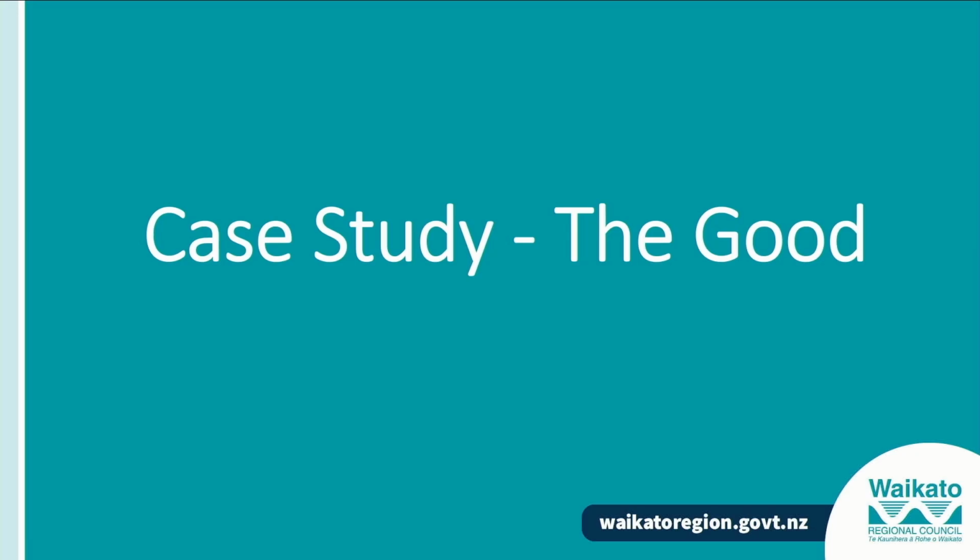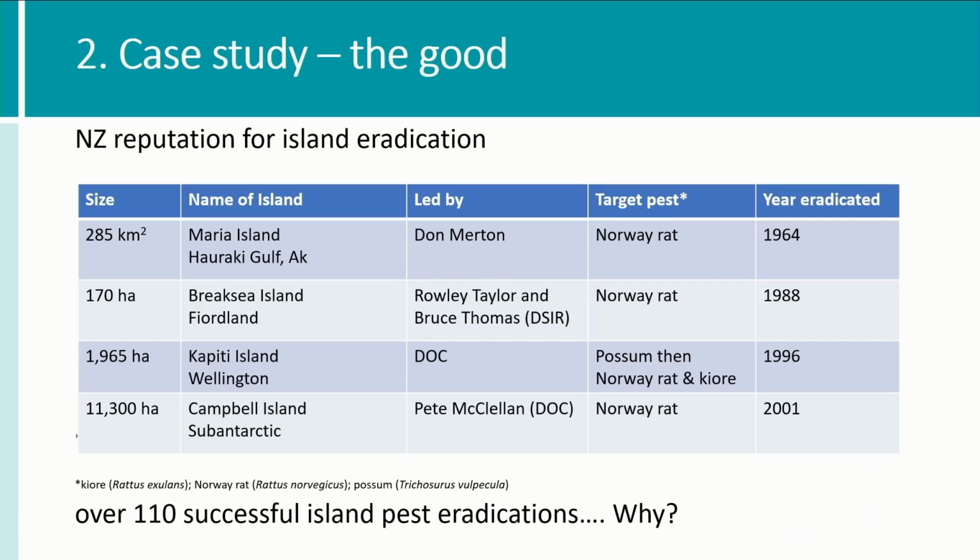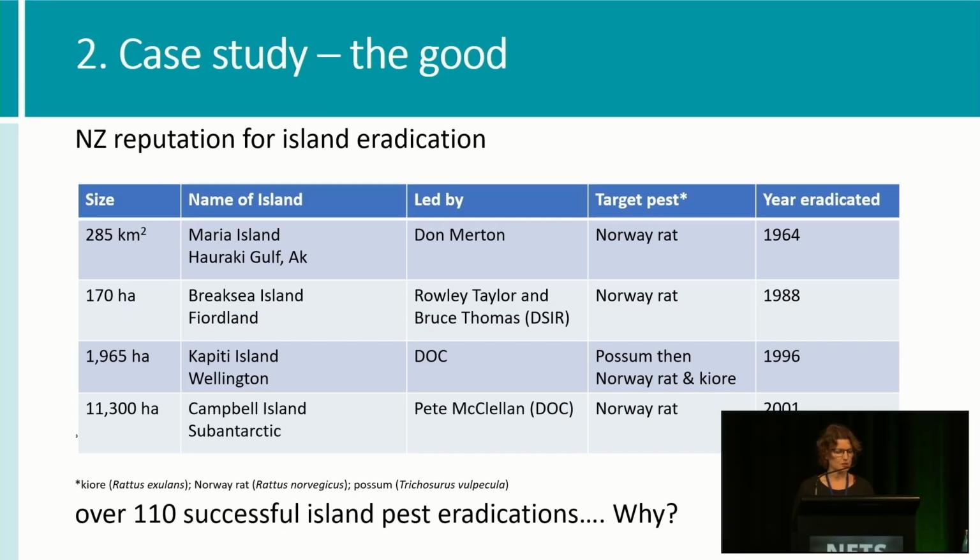So cracking into our first case study on the good. New Zealand has a really strong reputation for pest eradication on islands. It started in 1964 with Don Merton, who led the eradication of Norway rat on Maria Island, which is part of the Noises group in the Hauraki Gulf in Auckland. 285 square kilometres of island. Now, not only did Don and his team eradicate the rat, but it opened the way for ecological restoration. It also provided an opportunity for public education and engagement to help keep those islands pest-free.